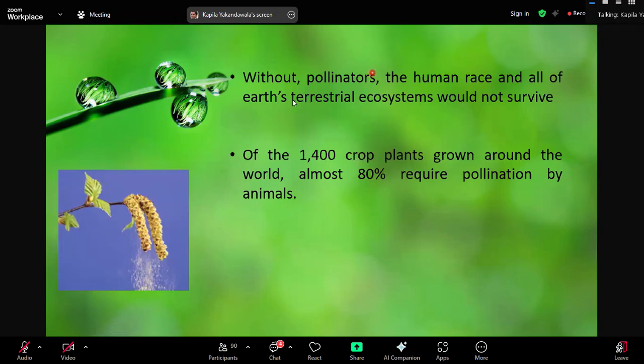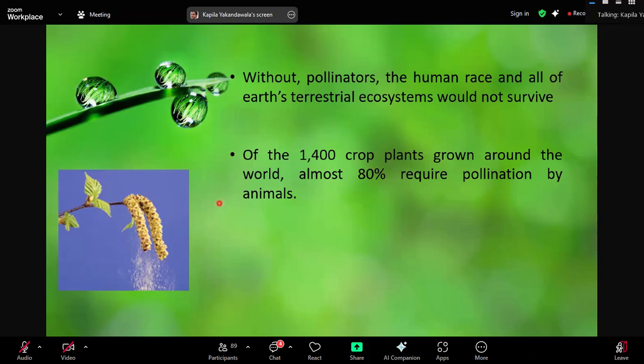Without pollinators, what will happen? Can you imagine the world without insects or pollination? We will not have any food to eat. We will not have any plants, green color, because the majority of the crops need pollination by animals. Out of 1,400 crops, about 80% require pollination. So without pollination, there will be no life on earth. We will not have enough food. Remember, this service is free of charge. These insects never charge us for that process. It is free of charge.